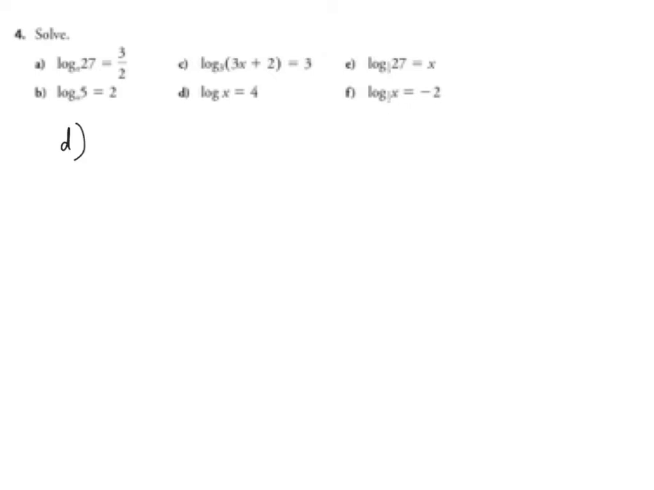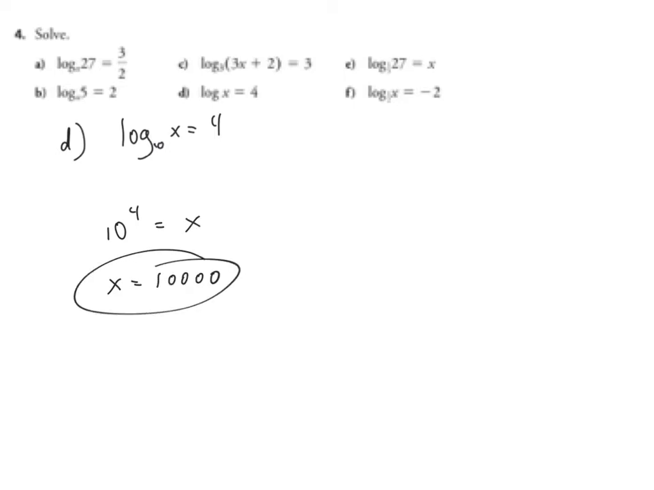Part D. Log base 10 of x equals 4. So 10 to the power of 4 equals x. So x equals 10,000. That was easy.